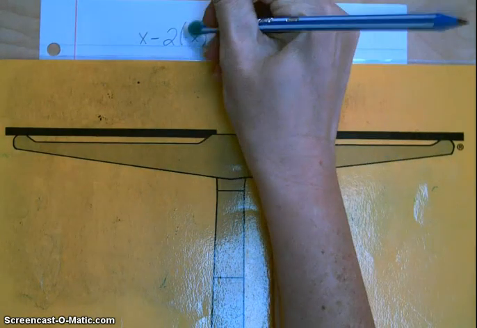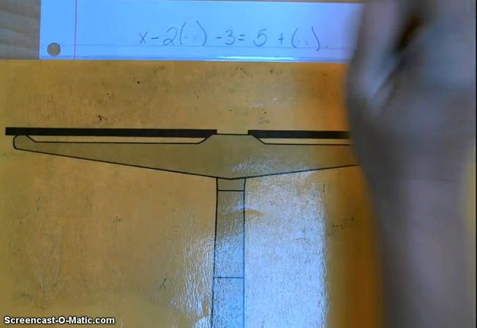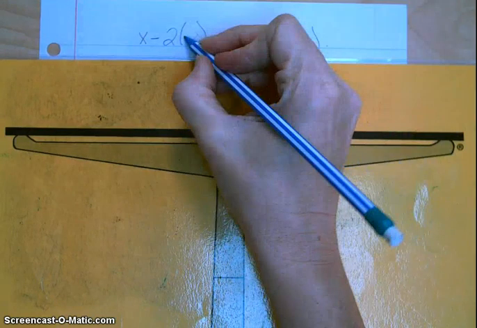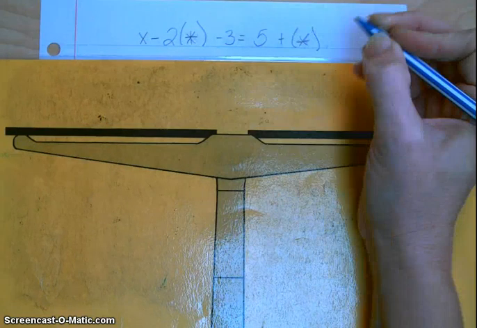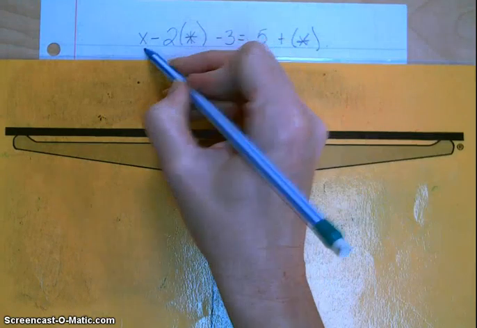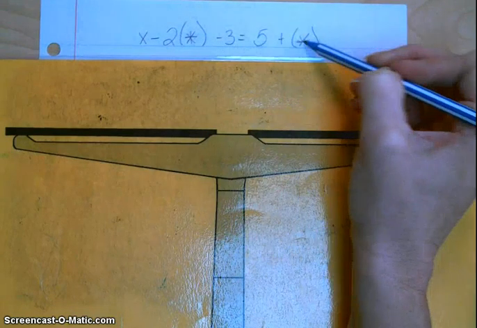So I'm just going to take out the negative x, and I'm going to replace it with a star because it helps me remember what I'm doing. All right, so now I have x minus 2 star minus 3 equals 5 plus star.